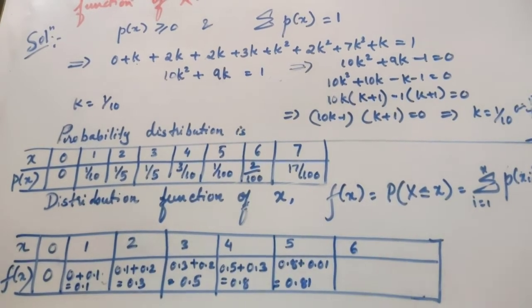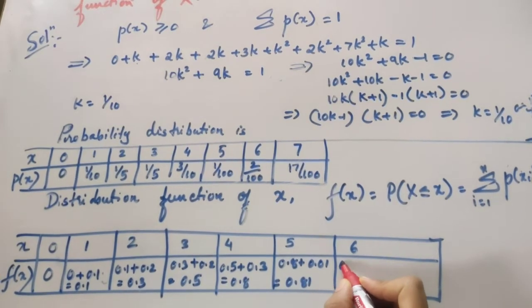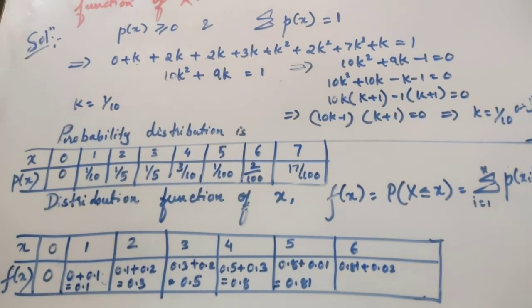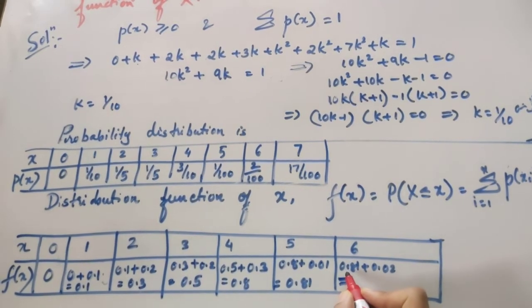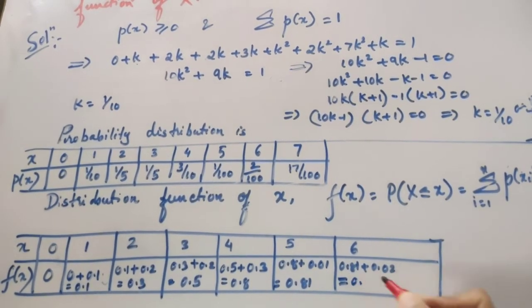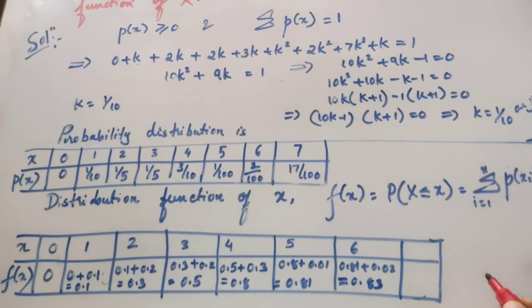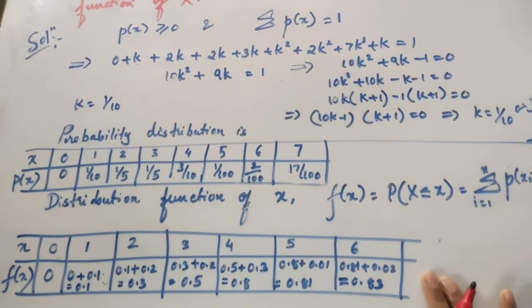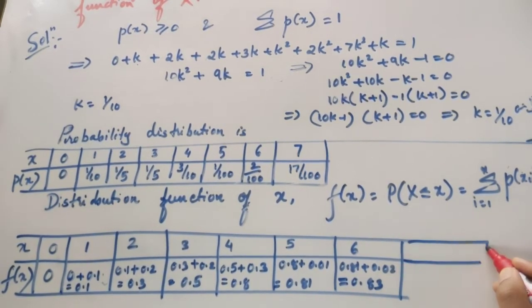For 6, it is 2 by 100, which is 0.02. The previous value is 0.81, so 0.02 plus 0.81 would be 0.83.